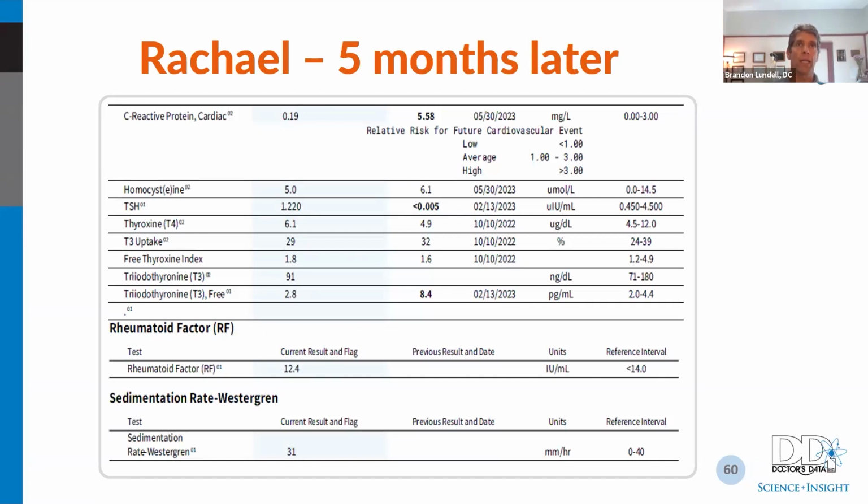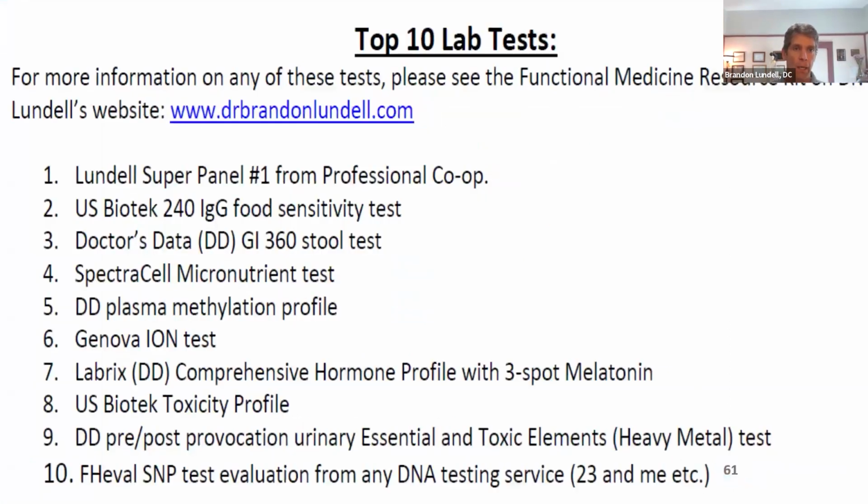But my whole point in this lecture today is to help the practitioner, just give you a few more tools to address these complex cases, to give you a few more ideas of where can I look? How can I put together a more comprehensive and effective treatment plan? So this is sort of my top 10 labs.